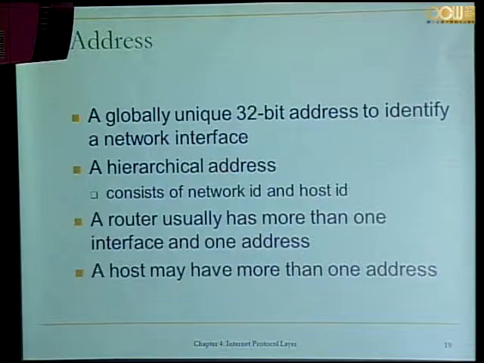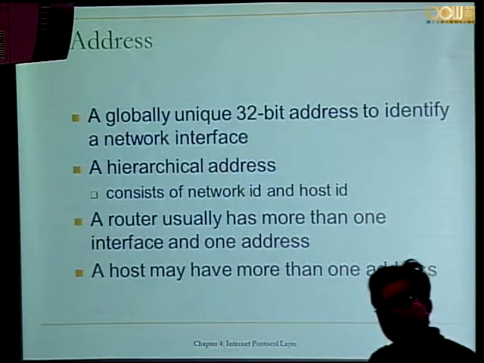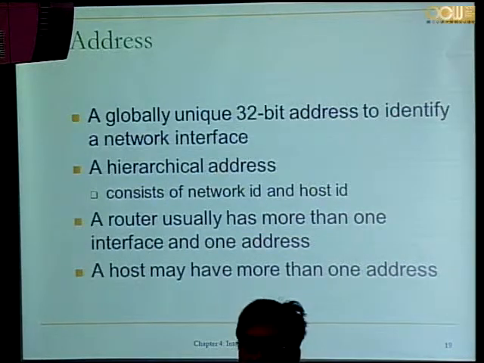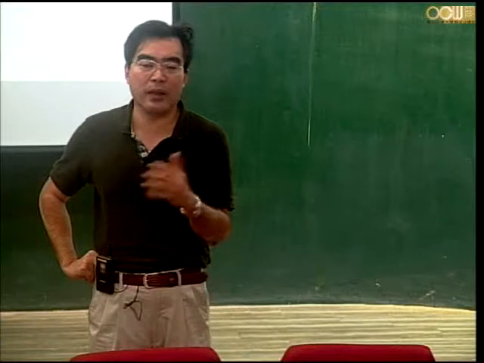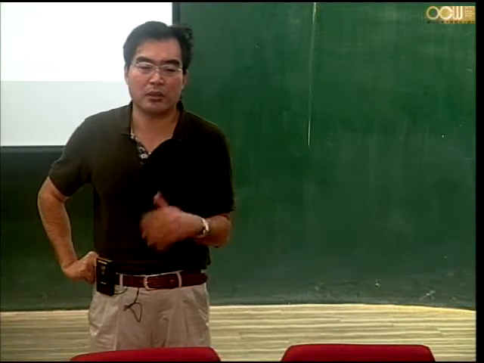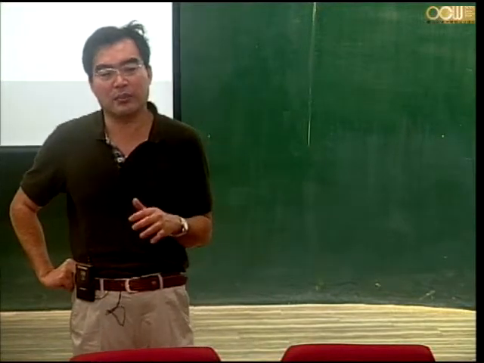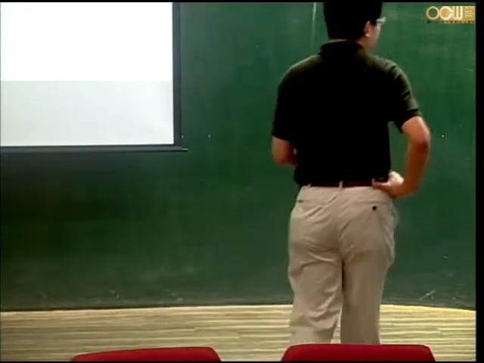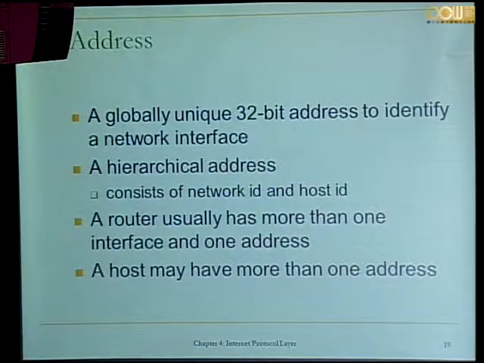A host might have just one interface card, one Ethernet interface or one wireless LAN, but on that interface card, it could have many IP addresses. So that's called IP aliasing, meaning that you have multiple IP addresses on the same interface card.